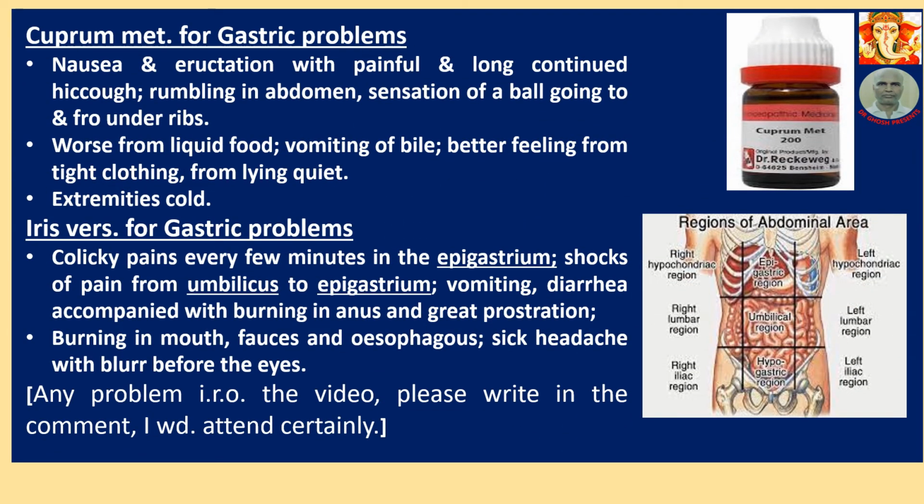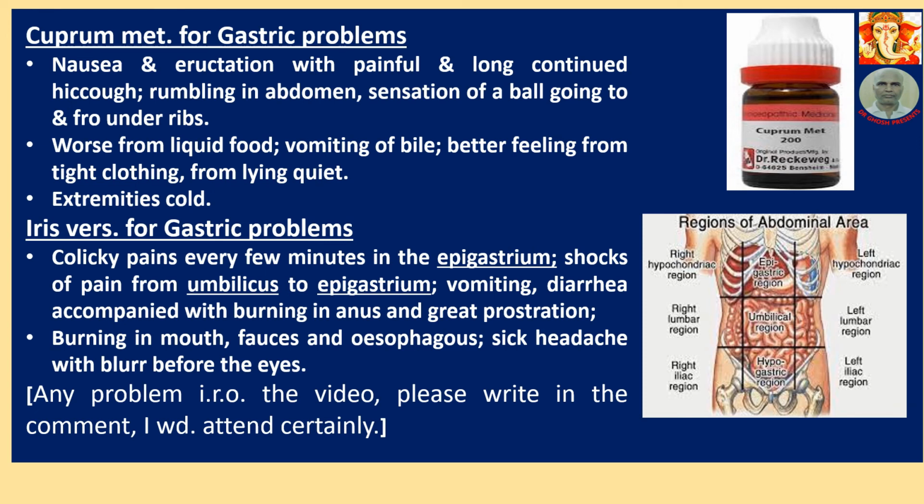Cuprum metallicum for gastric problems. Nausea and eructation with painful and long continued hiccup. Rumbling in abdomen. Sensation of a ball going to and fro under the ribs. Worse from liquid food, vomiting of bile, better from tight clothing, from lying quiet. Extremities cold.